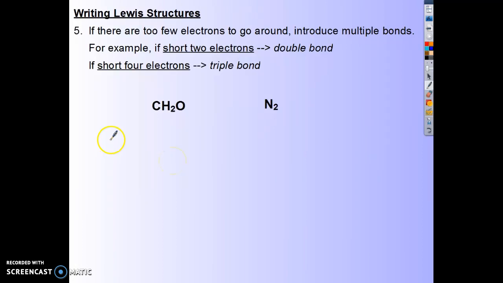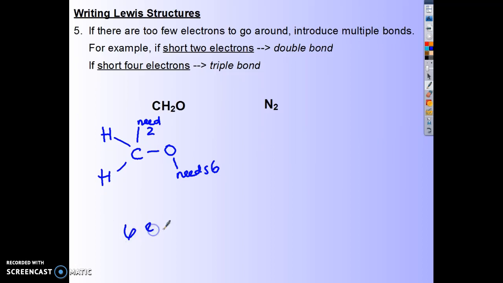Okay, so we've already got, I'm going to draw it again, our skeleton structure where we've used 6 electrons, and we know carbon needs 2, oxygen needs 6. We've only got 6 electrons left. Okay, so if we need a total of 8 electrons and we only have 6, that means we're short by 2 electrons. Okay, so that means we're going to need a double bond.